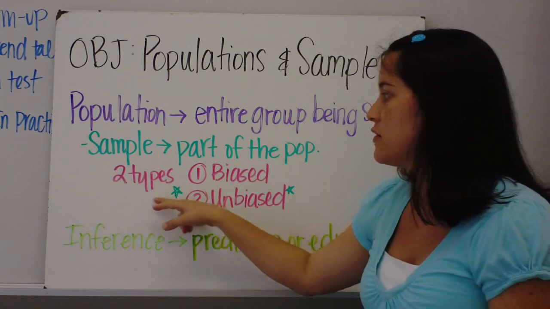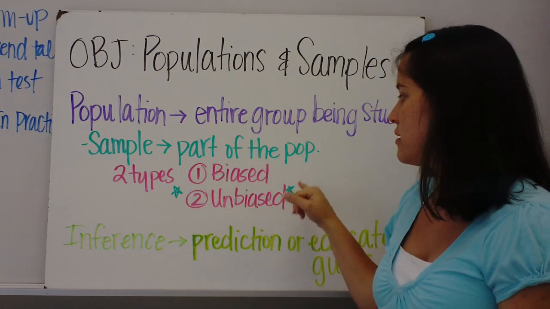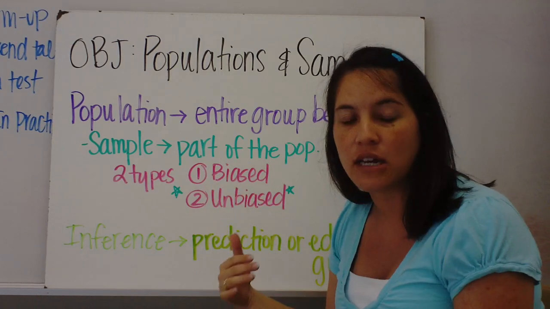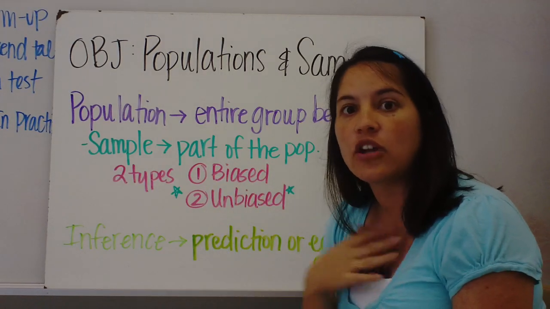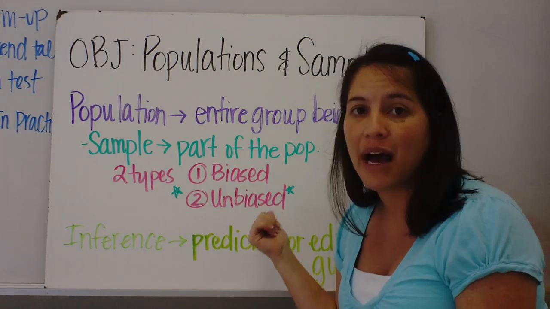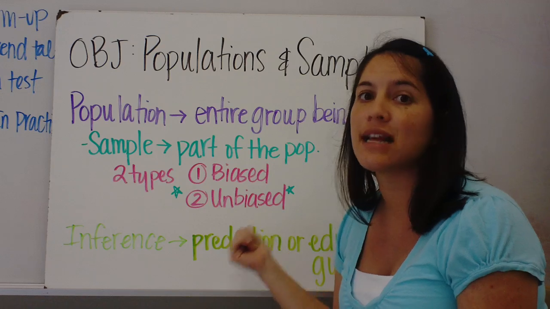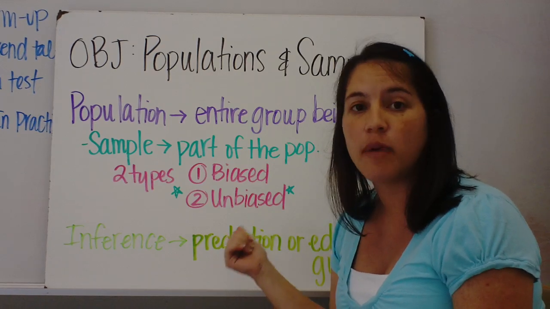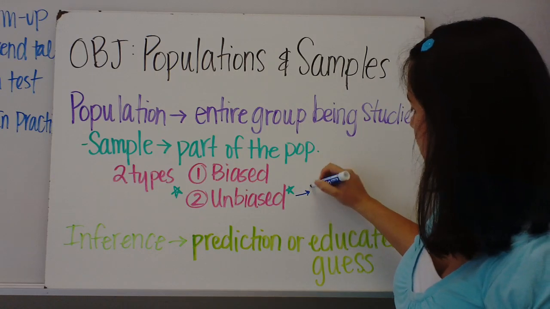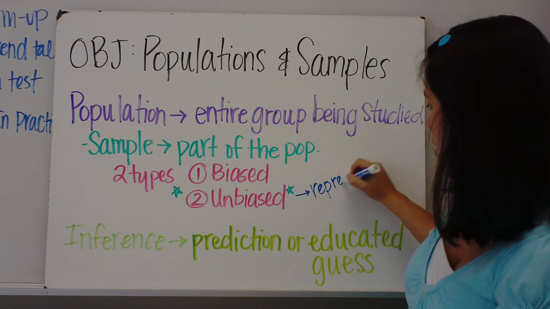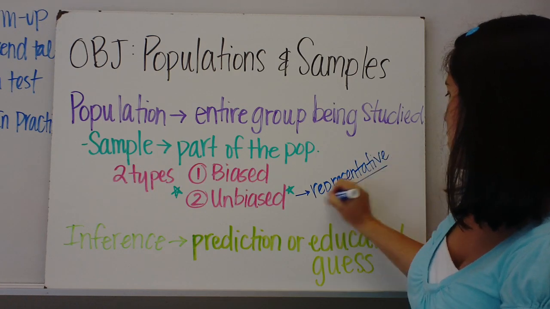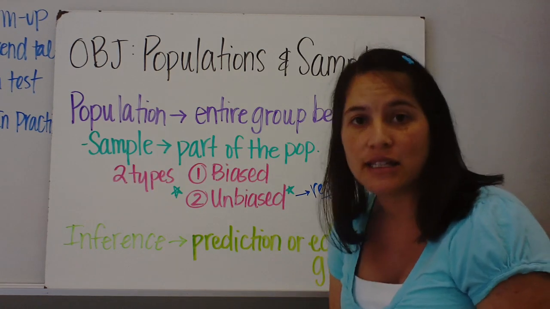And there are two types of samples. There's biased and unbiased. And we're going to talk about these in the next slide. We want to get a good study. Anyone that's doing a study wants an unbiased sample, so it's representative of the population. So that word representative, write that down. That means it represents the population.